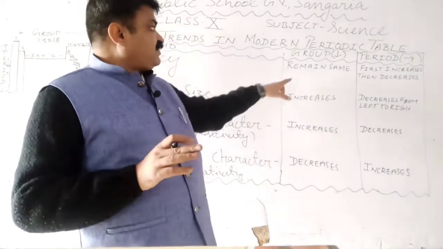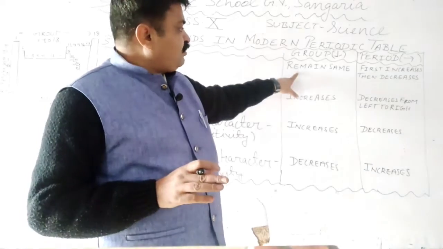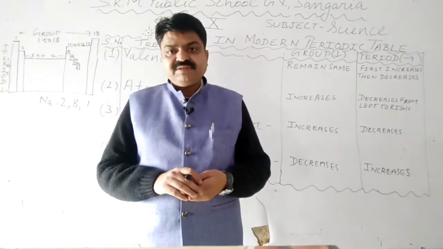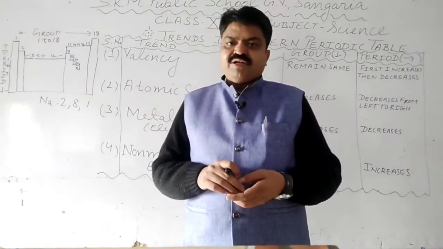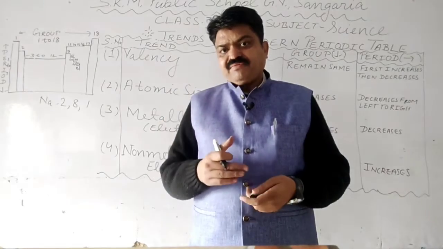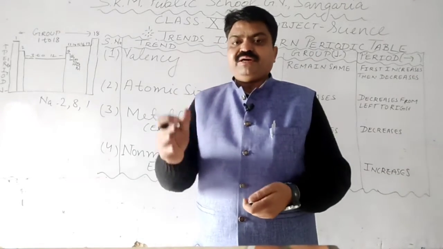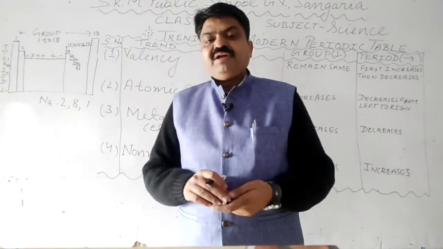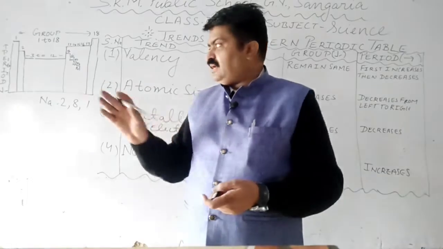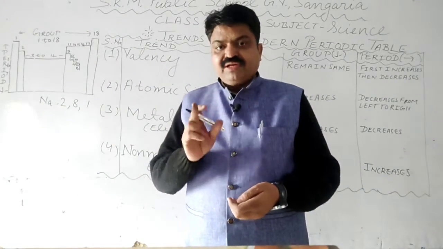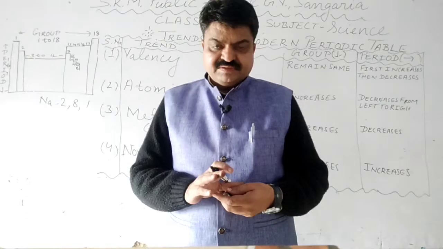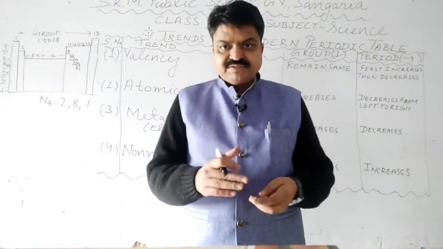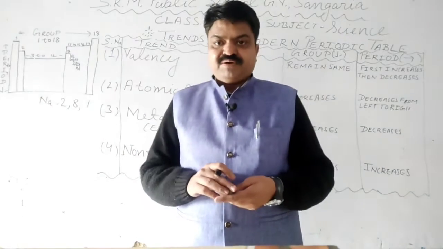So what is the valency in the group? It remains the same. Means the first group has valency 1, the second group has valency 2. So like this they have the valency, and it is determined by the number of electrons in the outermost shell, and in the group it remains the same. Means the elements that are found in a group have the same valency. Same valency means they have the same combining capacity with which they can form compounds.